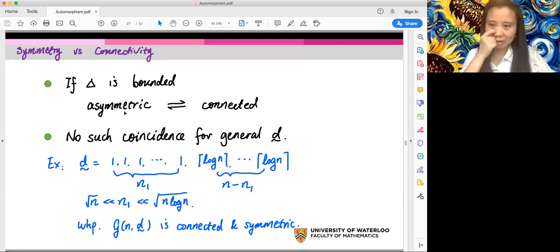And we actually cook up an example where you have n1 vertices with degree O(1), and then the rest of the vertices with degree log n. And the n1 is chosen in this range. Then using our theorem before, you can see that G(n,d) is going to be symmetric, but you can also check that the graph is actually connected in this case. So it's not always the case that when the graph becomes symmetric, it is because it's disconnected. This coincidence can be broken.